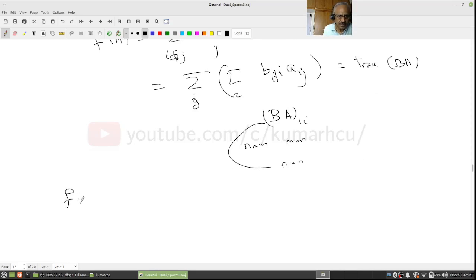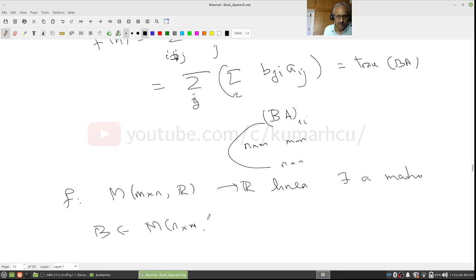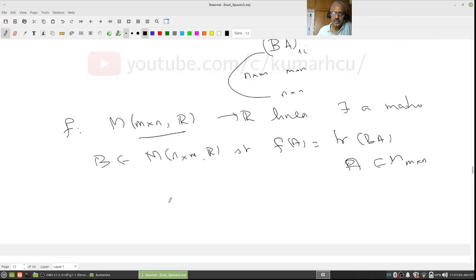Is it okay? So what do you think I have done? If f from m cross n matrices over R to R is linear, there exists a matrix B, which lives in n cross m matrices over R, so that f of A is the trace of BA for all A in m cross n matrices. I am writing a shorthand notation for this. Is it okay?